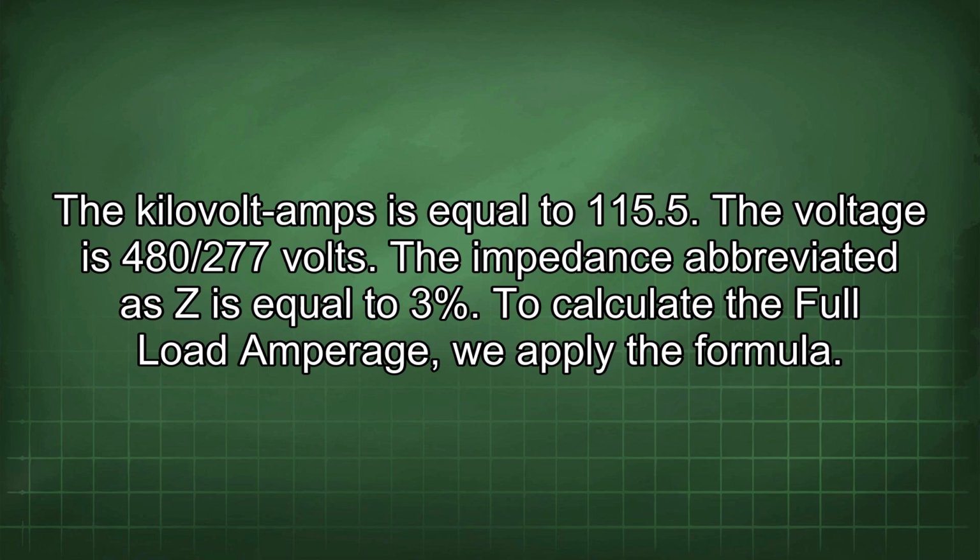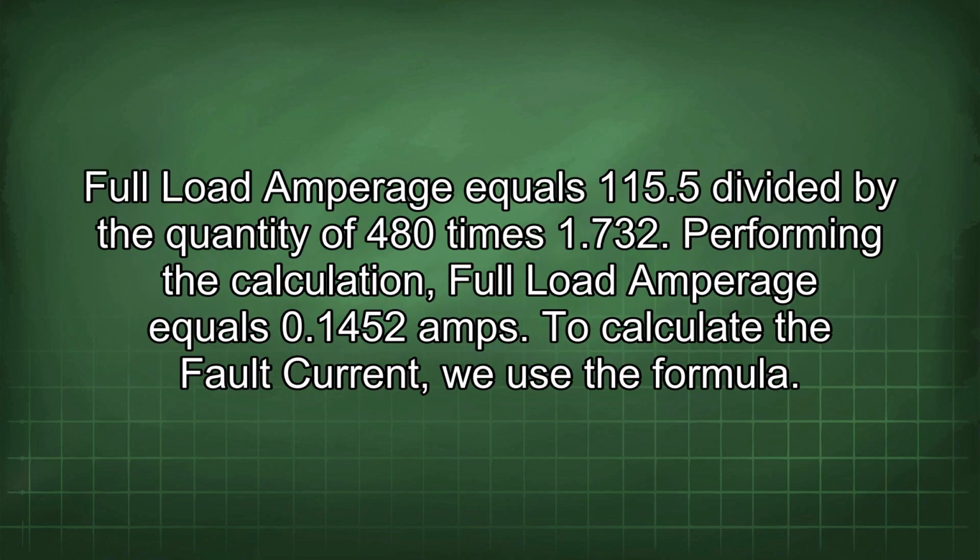To calculate the full load amperage, we apply the formula. Full load amperage equals 115.5 divided by the quantity of 480 times 1.732. Performing the calculation, full load amperage equals 0.1452 amps.